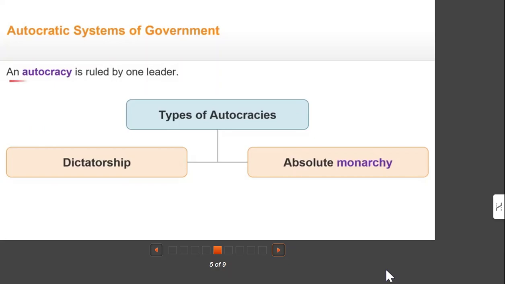In an autocracy, one person holds all authority and makes all the decisions regarding how the country is run. There are two basic forms of autocracy, a dictatorship and an absolute monarchy, which are both forms of authoritarian rule. Each form is defined by how the person came to power. Authoritarian governments are characterized by a strong central power, all power resting with the government, and limited democratic freedoms or protections for the people. We're going to look now at the different forms of autocracy.